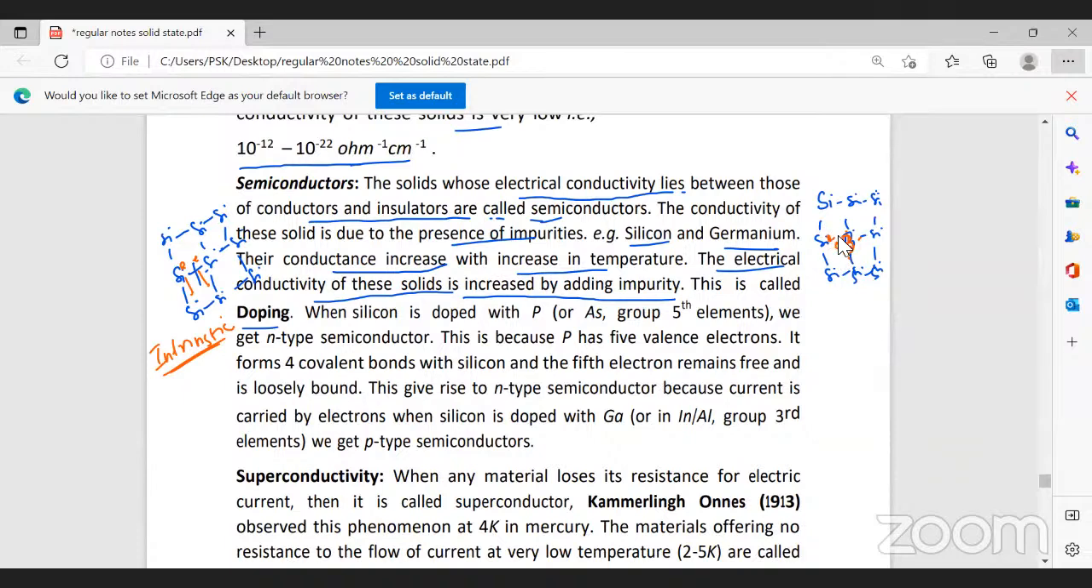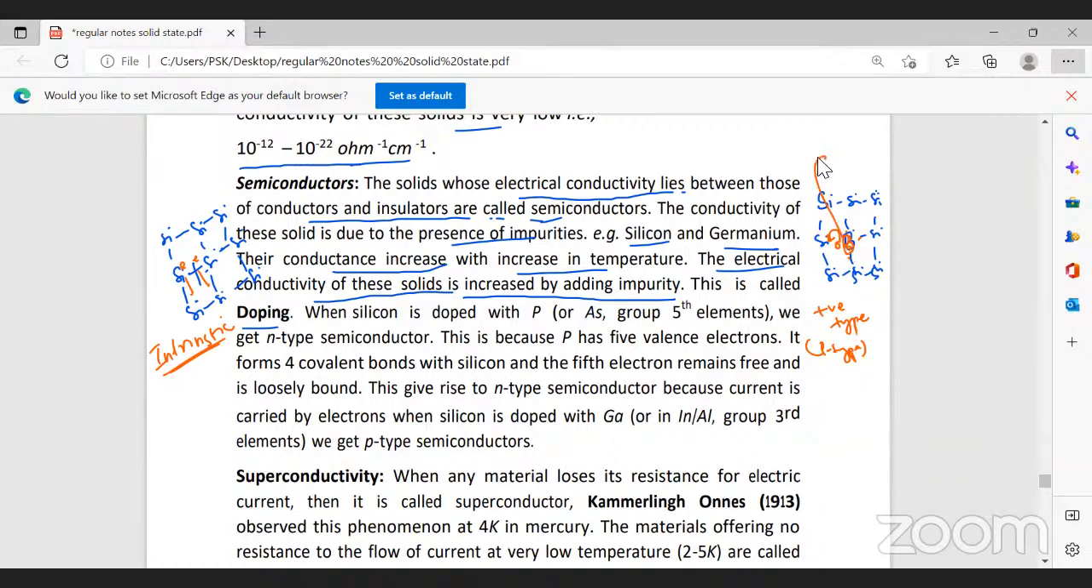So this electron can move towards this hole. When this electron moves towards this hole, it fills the hole, and here a hole is created. Likewise, this movement of electrons will take place. This is called a positive type semiconductor, or p-type semiconductor. Why is it a p-type semiconductor?